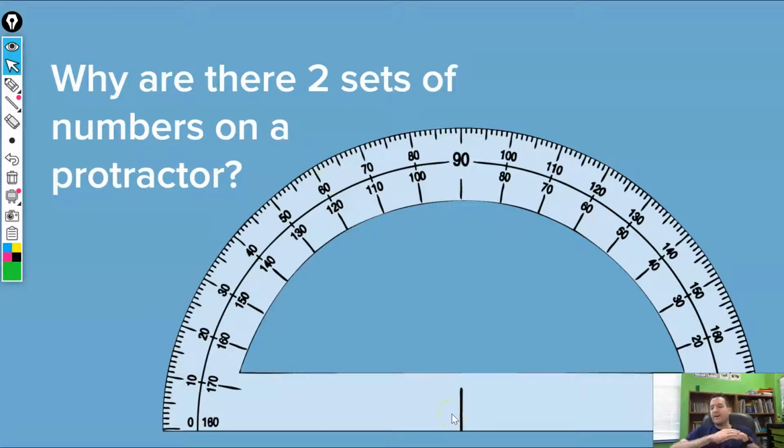It's all dependent on, are you looking at an acute angle? Are you looking at an obtuse angle? That's why you have to be careful about identifying the type of angle first, because that determines which set of numbers on the protractor you should be looking at.